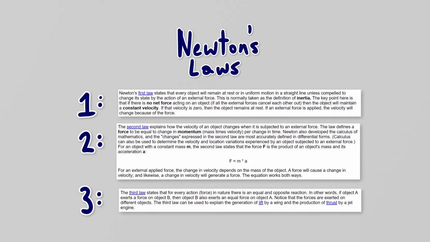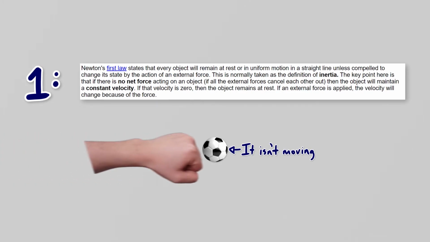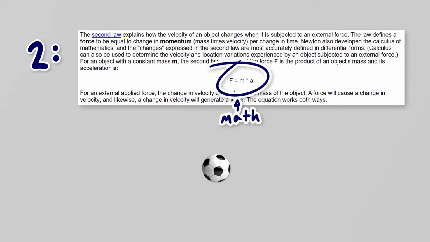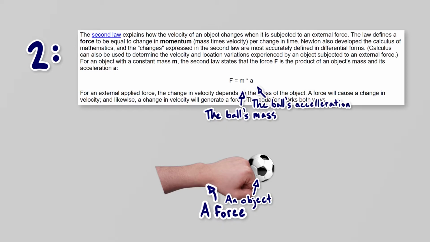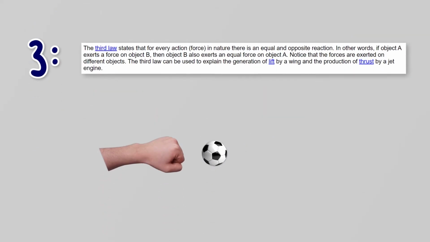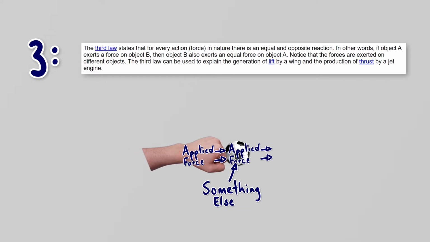There are a couple of Newton's laws that are relevant for this topic that I must review with you to continue. Newton's first law basically states that if something isn't moving, it won't suddenly start moving without a force, and that if something is moving, it won't suddenly speed up or slow down or turn without a force. Newton's second law basically describes this mathematically. A force that an object experiences is equal to its mass times its acceleration. Newton's third law basically states that if something applies a force to something else, that something else applies the same force right back, but in the opposite direction.